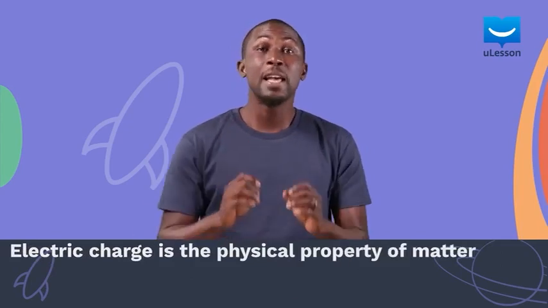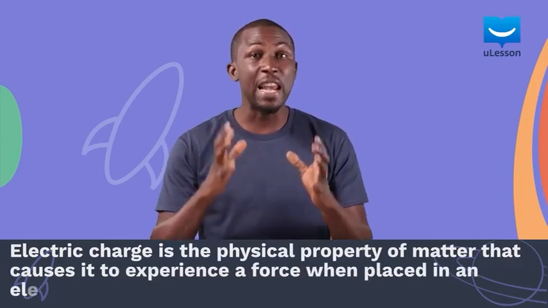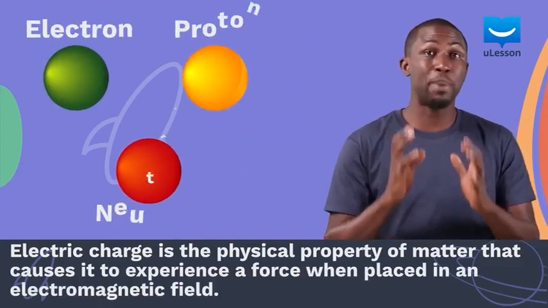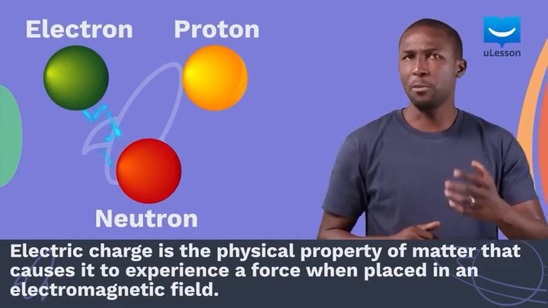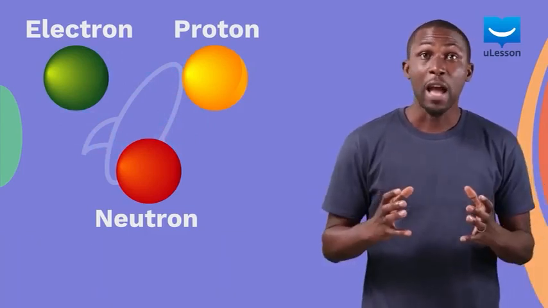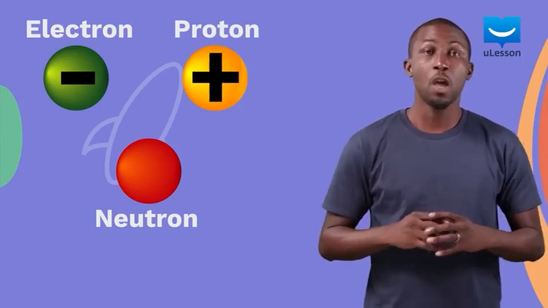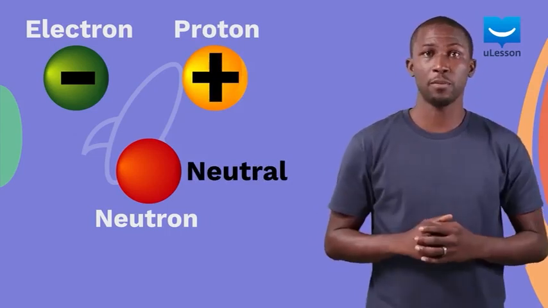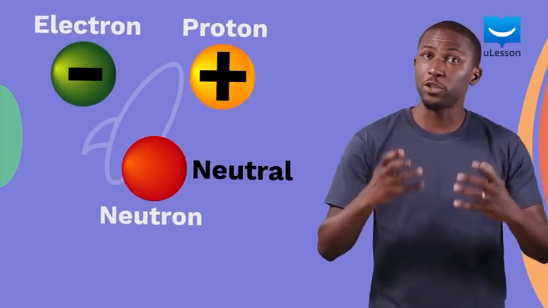Now, an electric charge is the physical property of matter that causes it to experience a force when placed in an electromagnetic field. Many fundamental or even subatomic particles of matter have the property of an electric charge. Let me give you an example. Electrons are negatively charged, right? And protons are positively charged, while neutrons have zero charge, meaning they are neutral. We'll get back to this in our subsequent lessons. But for now, let's see some importance of electrostatics.